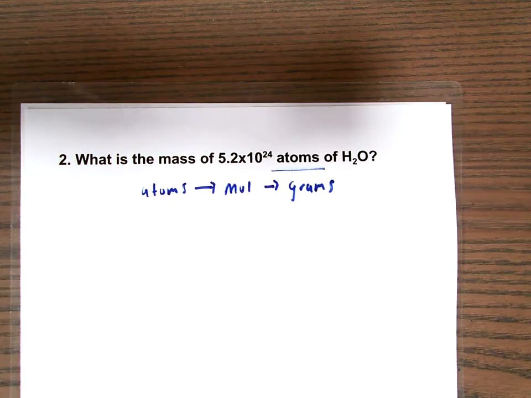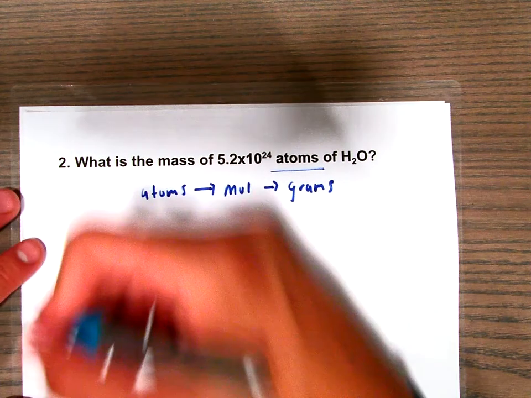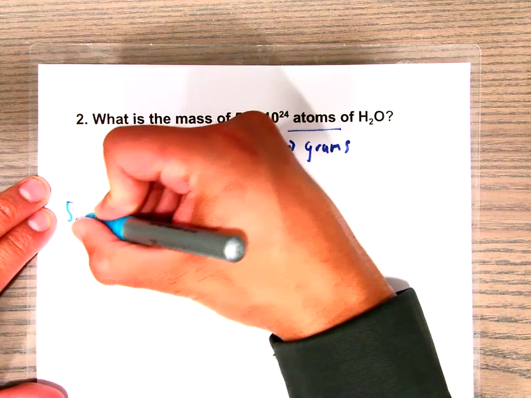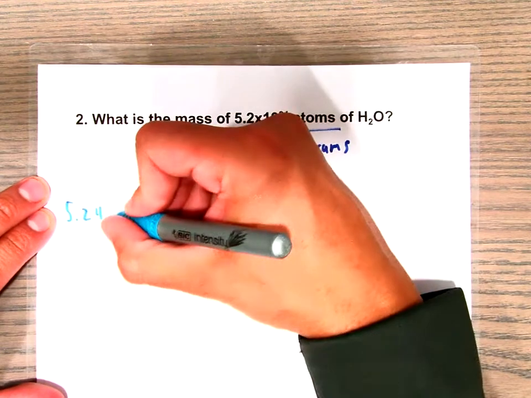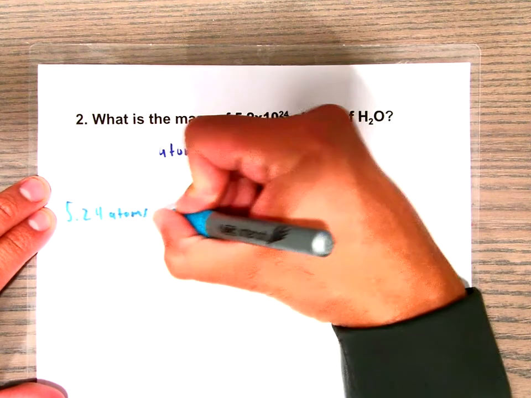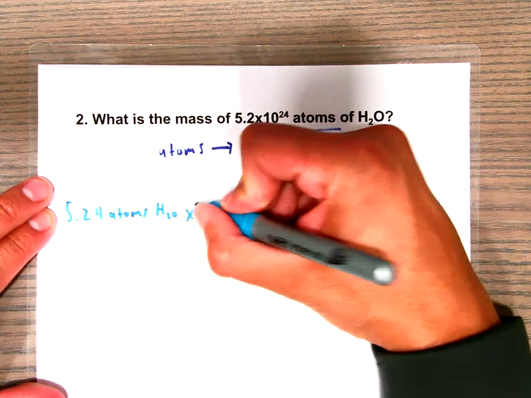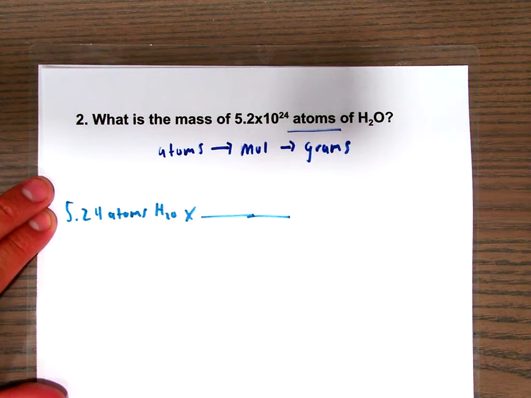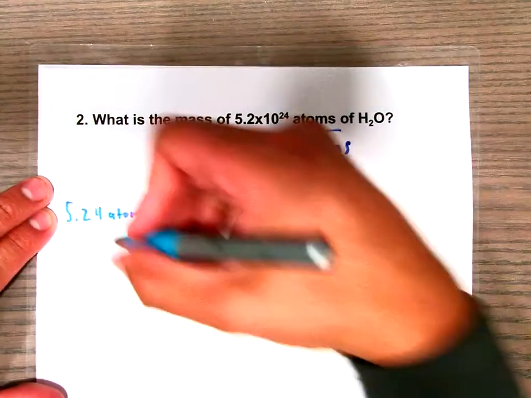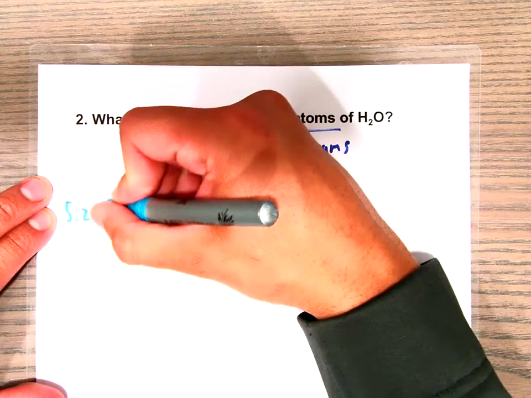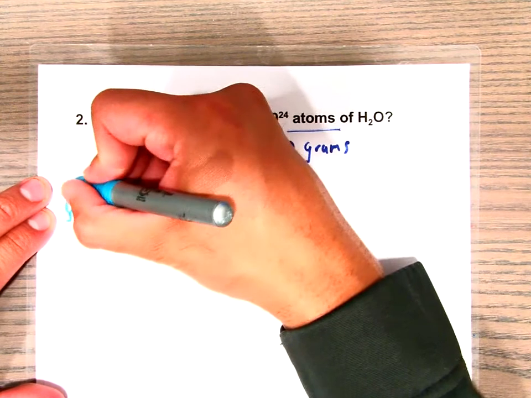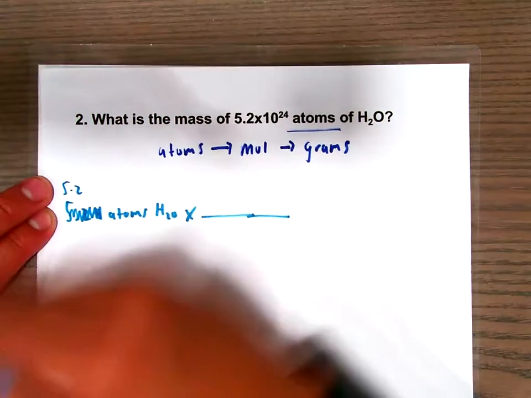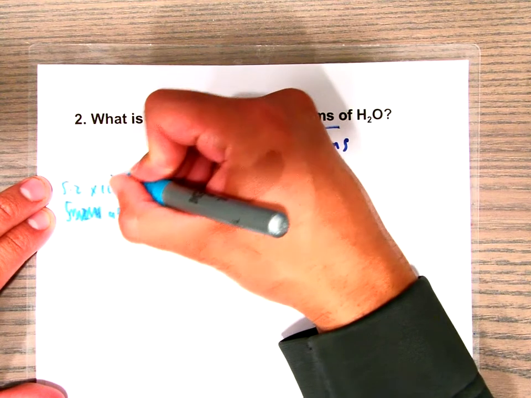So first, let's do step 1, which we've done before. We're going to take this and turn this into moles using Avogadro's number. So I go 5.2 atoms of H2O times a conversion fraction. Sorry, let me rewrite this here. This should be 5.2 times 10 to the 24 atoms.